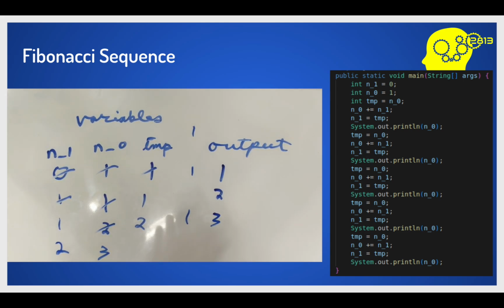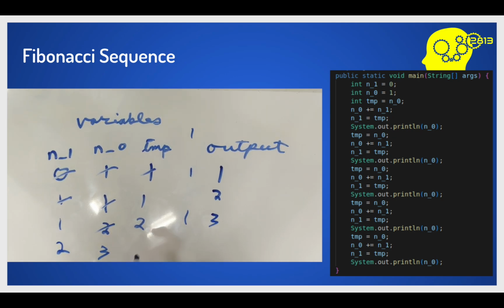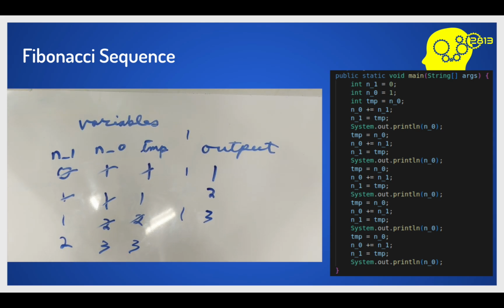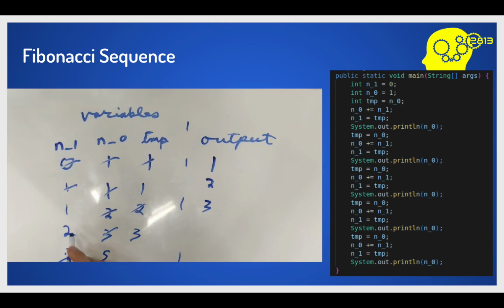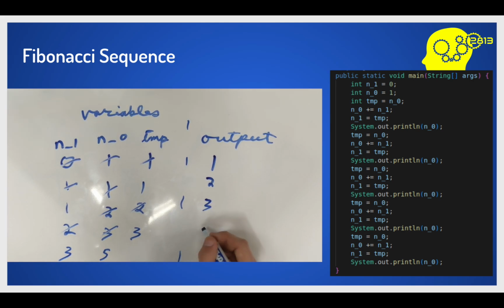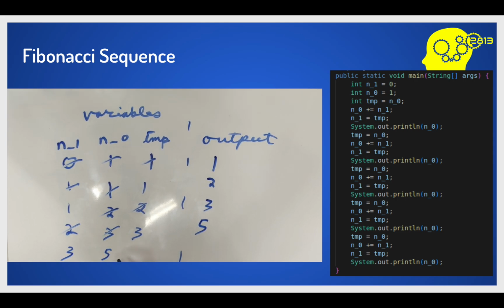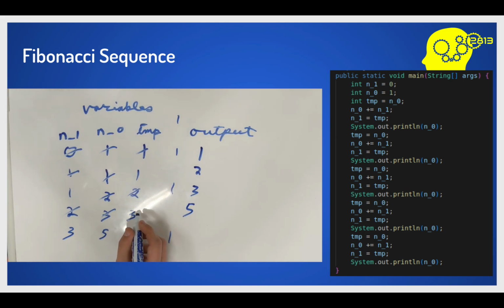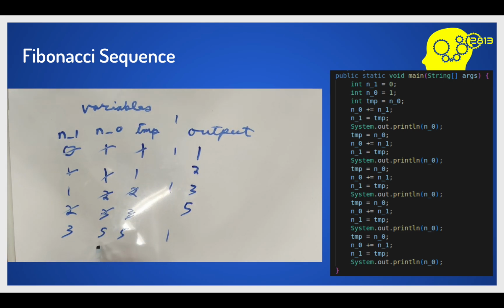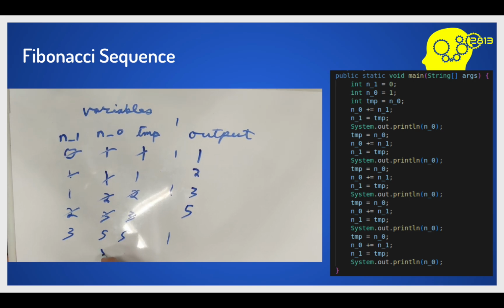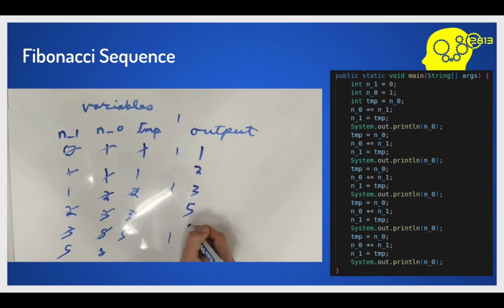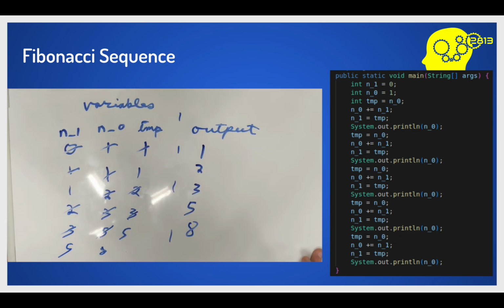Then we keep on repeating the same thing. Set this equal to this. Add these 2 and store into here. Set that equal to that. And then this goes to the output, which is now 5. And then for the last one, we set tmp equal to n0. So that was 5. Add 3 and 5, that will become 8. Set this to that, then we print out 8. And that is what the code will do.